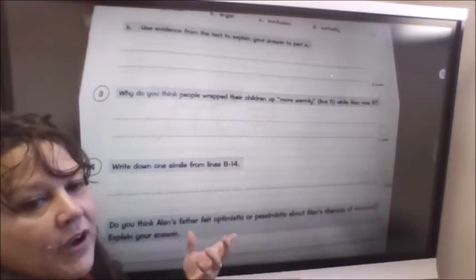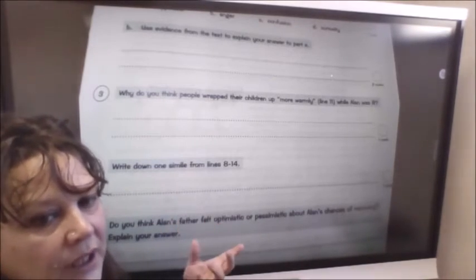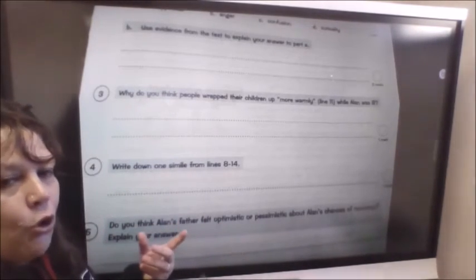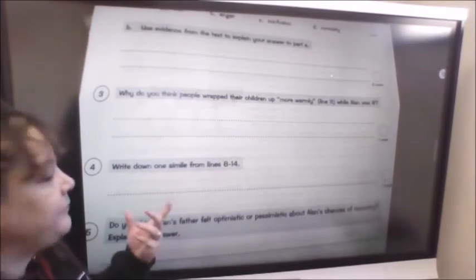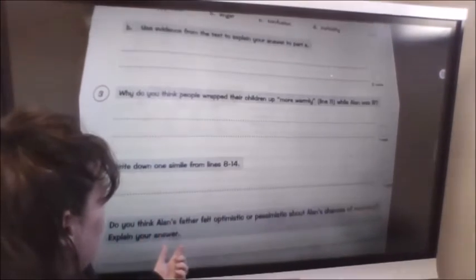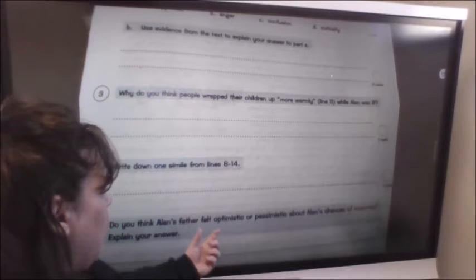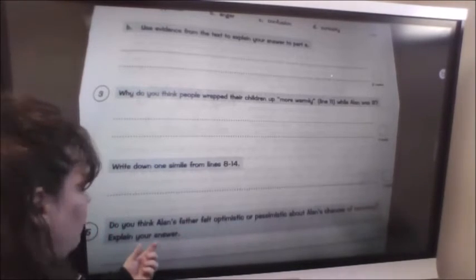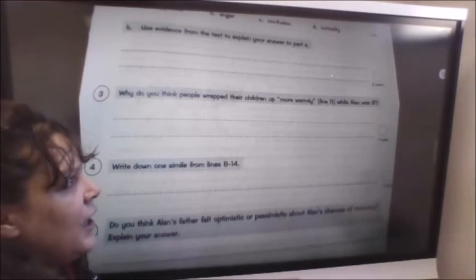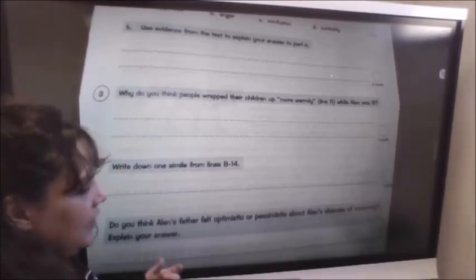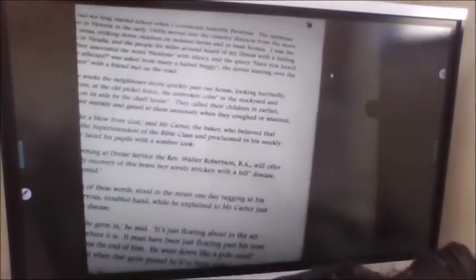Now, we've done lots of questions where we've got similes. Remember, we're looking for like or as. And then, do you think Alan's father felt optimistic or pessimistic about Alan's chances of recovery? So that last line is very telling, isn't it? Okay.